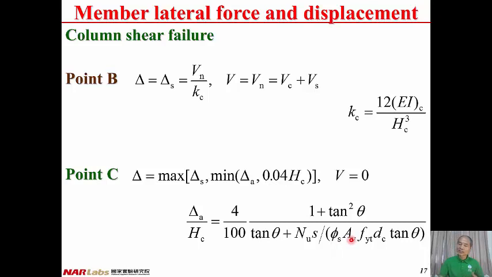And Ab is the cross-sectional area of the transverse reinforcement, and Fyt is the yielding strength of transverse reinforcement. Dc is the depth of the core concrete.